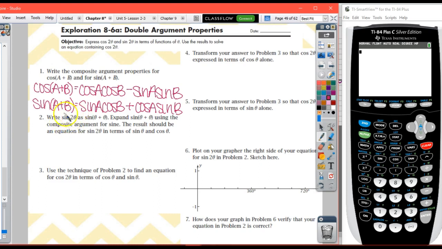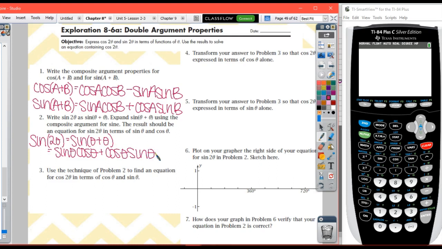I want to know the identity for the sine of twice an angle. I'm going to find this by splitting up that theta into theta plus theta. So I'm going to start with sine of 2 theta. I can rewrite that as the sine of theta plus theta, and I'm going to follow this sum property to see what this will end up equaling. So I'm going to rewrite it as sine of the first angle, theta, cosine of the second angle, theta, plus cosine of the first angle and sine of the second angle.